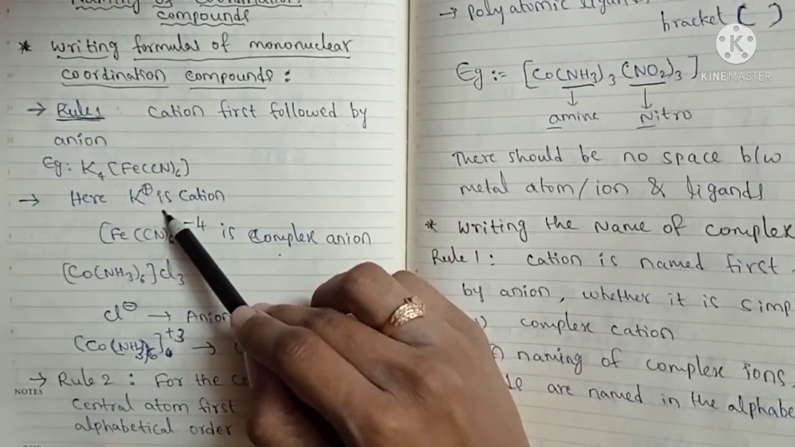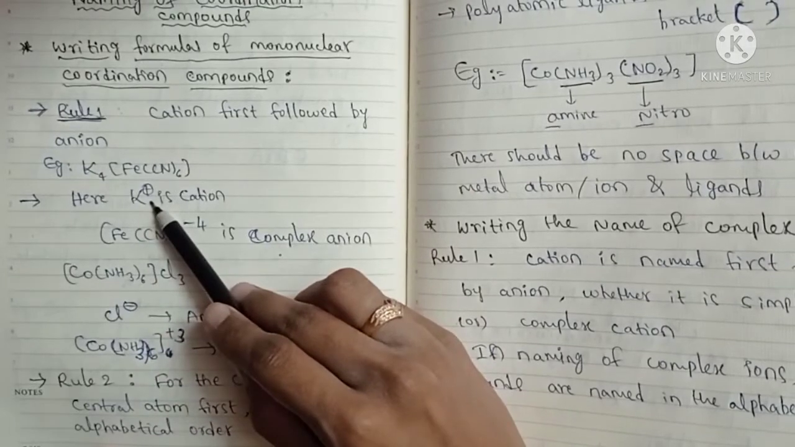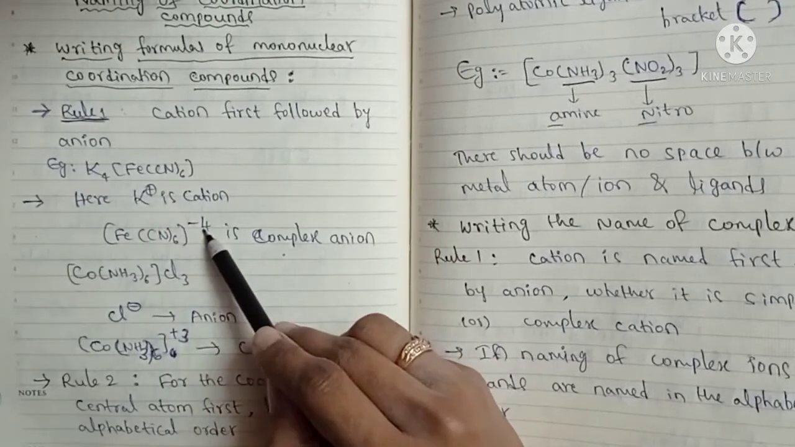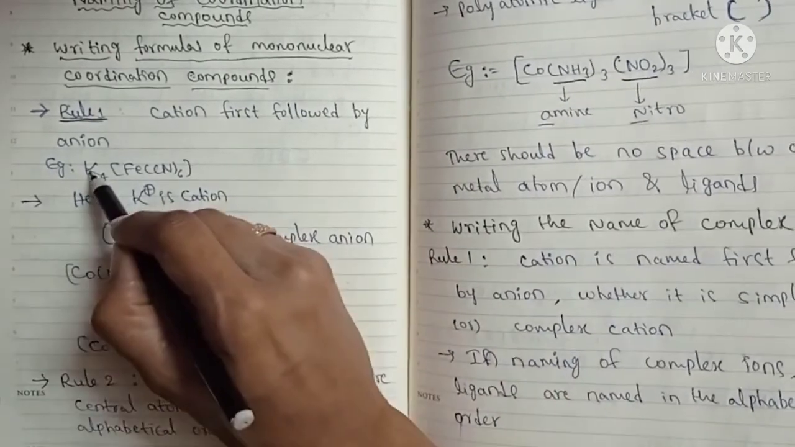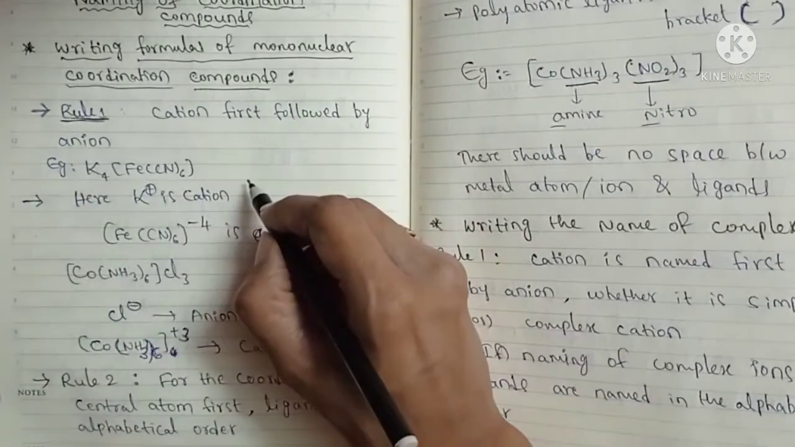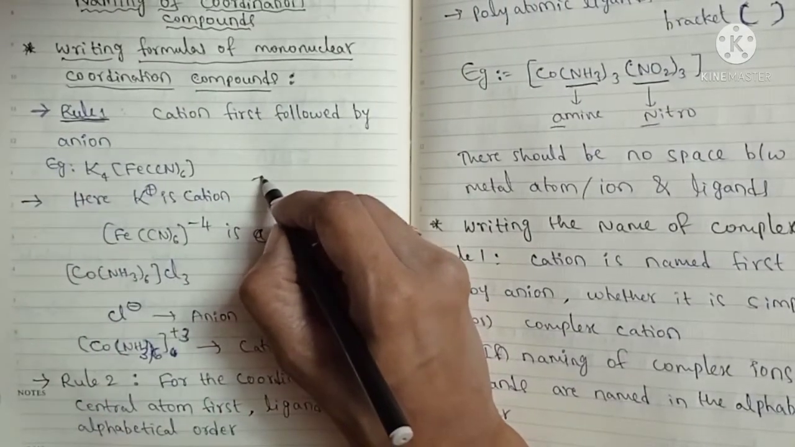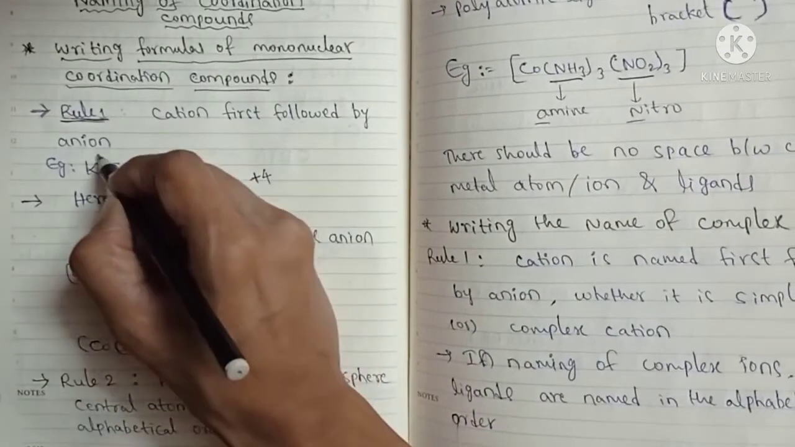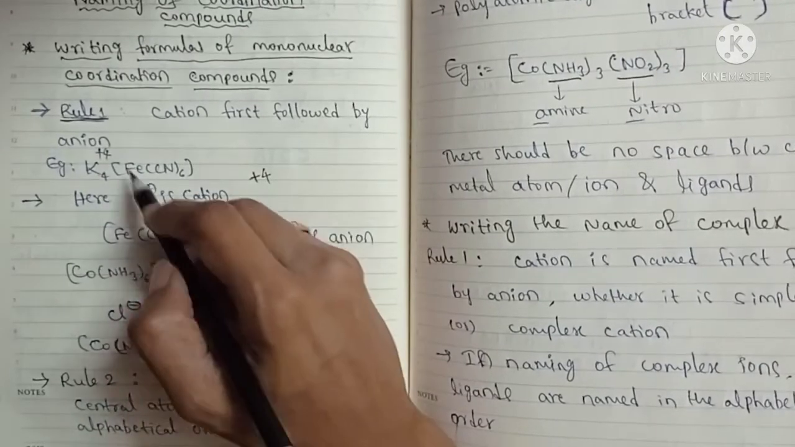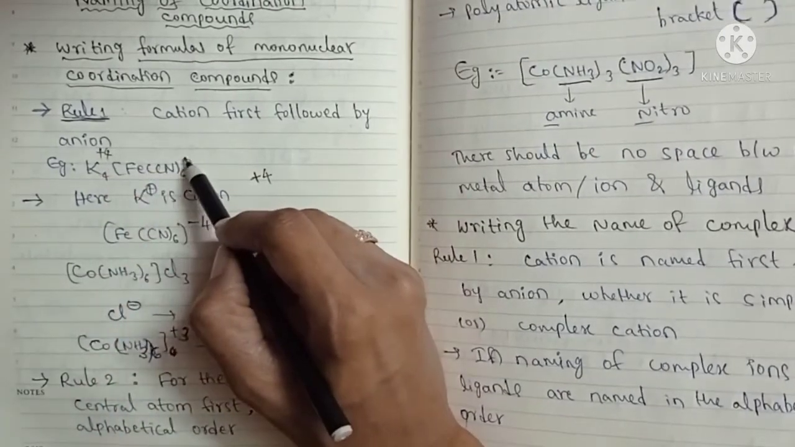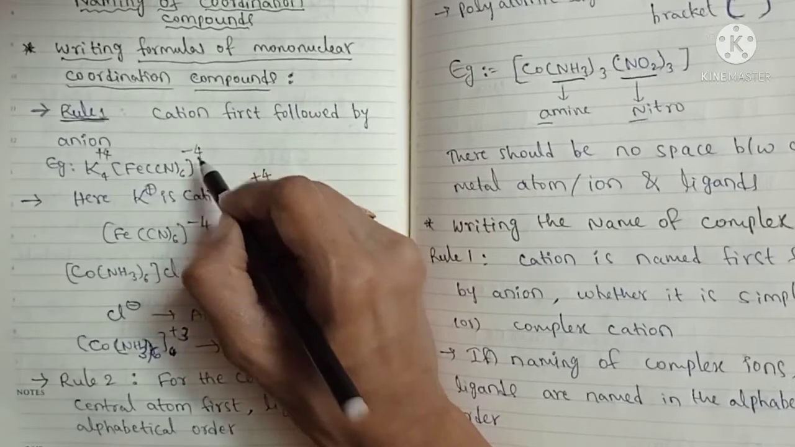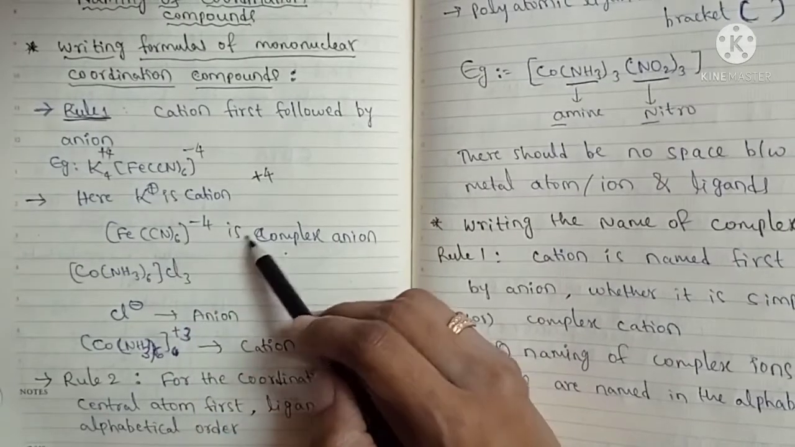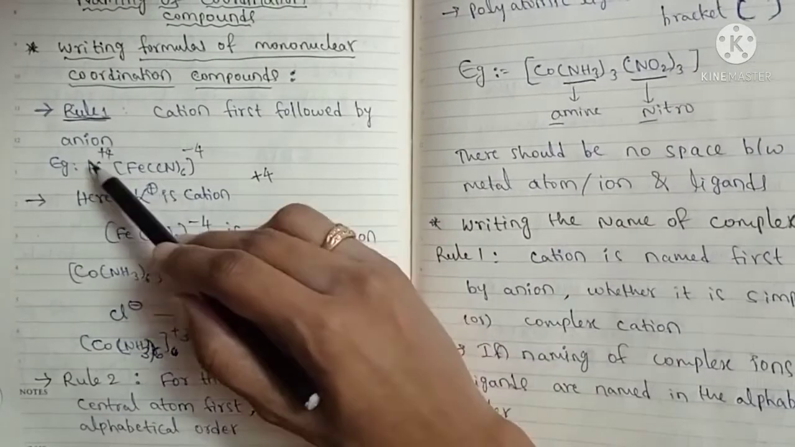Here K plus, potassium plus, is the cation and [Fe(CN)6] minus 4 is the complex anion. How does this minus 4 come? Potassium is plus 1. Each potassium is plus 1, and how many potassiums are there? 4. So the total is plus 4. To balance this plus 4, the sphere should contain minus 4. That's why it is minus 4. So this complex anion is written after the cation.